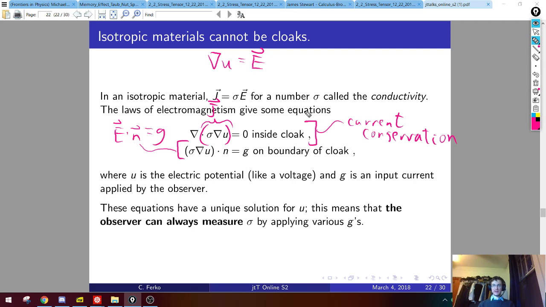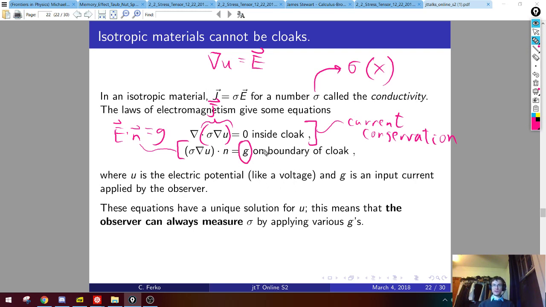So the problem is that these two equations will allow an observer to see what is inside the cloak if sigma is just a number. And worse yet, this will allow the observer to see what's inside the cloak even if sigma is a function. So if the conductivity can change between different points of the cloak, so it's a big number in some places in the cloak and a small number in other places, that's still enough that the observer can see basically what the conductivity is at every point inside the cloak simply by choosing what G, basically what light he's throwing at the cloak. So he can always image the cloak, as we say.